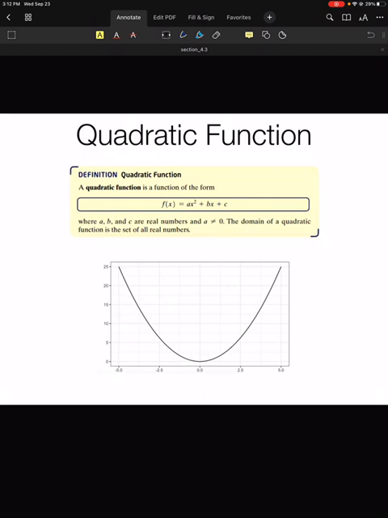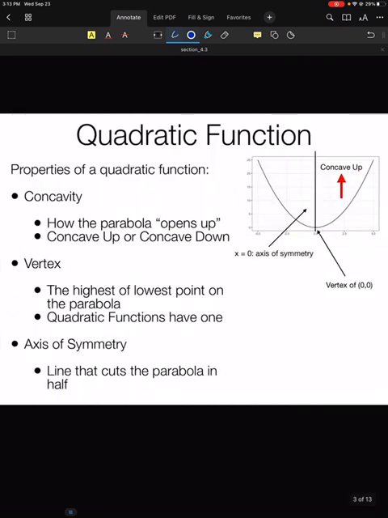Okay? The domain of a quadratic function is the set of all real numbers. So when I look at a quadratic function, any number is able to be plugged in or substituted into this equation here, and there's no point at which it looks like this function is stopping going this way or this way. So the domain is all real numbers for any quadratic function. Here are some properties of a quadratic function that we're going to be interested in. One is its concavity. So we'll talk a little bit about the concavity of a function, its vertex, and its axis of symmetry.